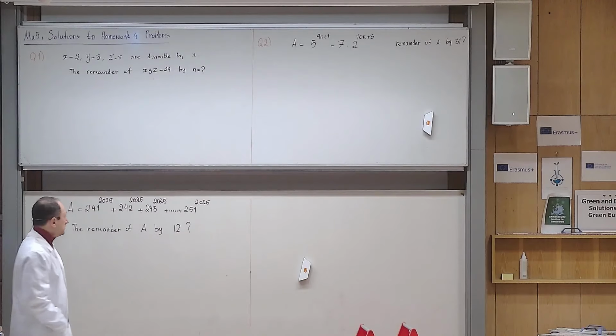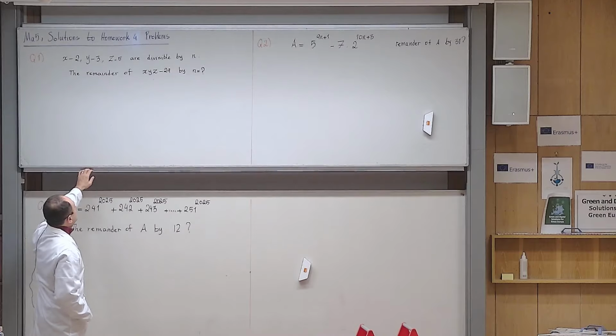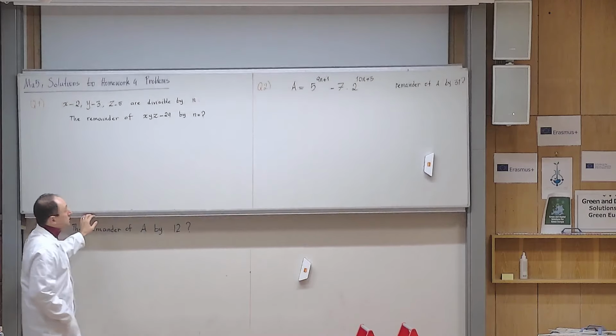Okay, good morning. So let us do the homework, the problems of homework number 4. Let us read the first question. Let x, y, and z be integers such that x minus 2, y minus 3, and z minus 5 are all divisible by a natural number n. The remainder of this combination x, y, z minus 29 by n is equal to what number? We're supposed to put it here.